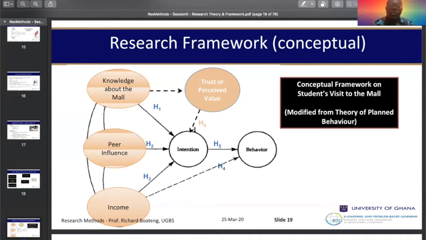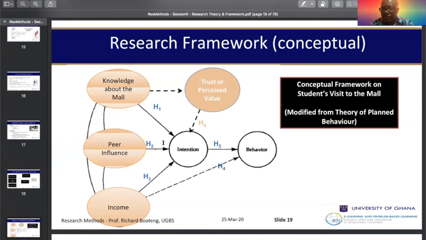Students visit the mall. And then he has taken the theory of planned behavior, which is an intended behavior theory, and applied it and used the variables that he can measure. He places them here and then he puts in another variable, in which he introduces another mediating variable, which he calls the trust or perceived value.